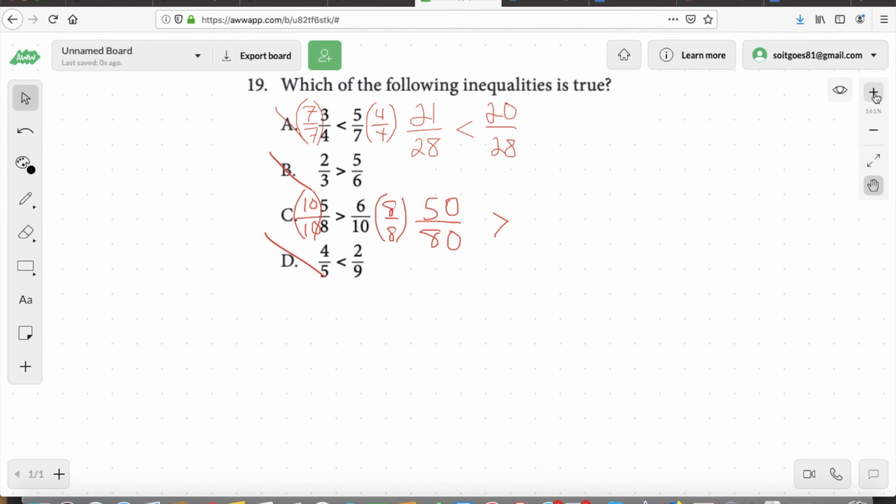Then let's multiply across the numerator and denominator. What's 6 times 8? 48 over 80. Also close. Really close. But which one's bigger? 5/8 is bigger, so we can confirm it is indeed answer choice C. Any questions about that? No, sir.